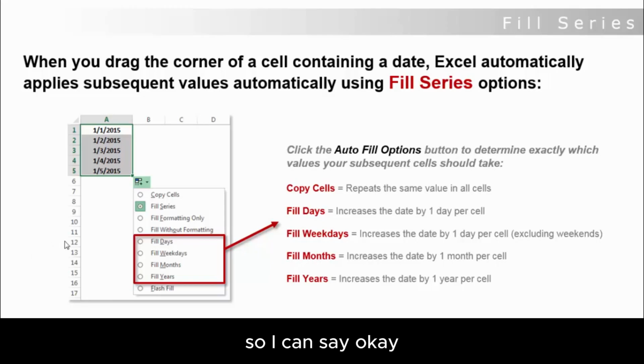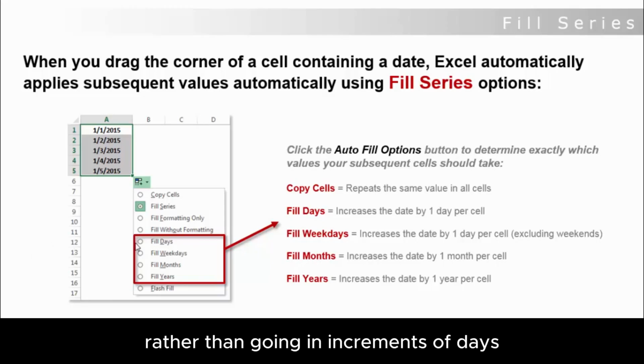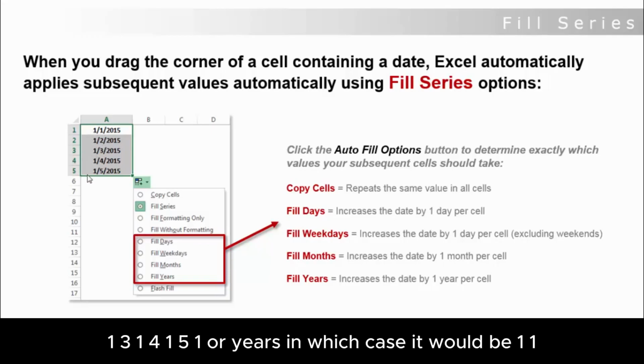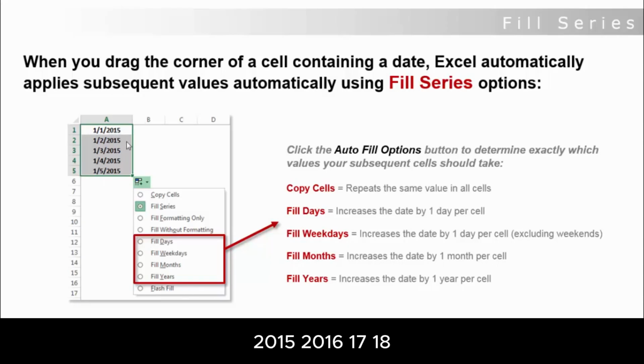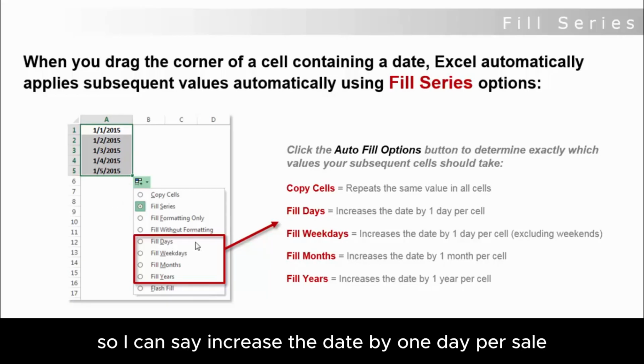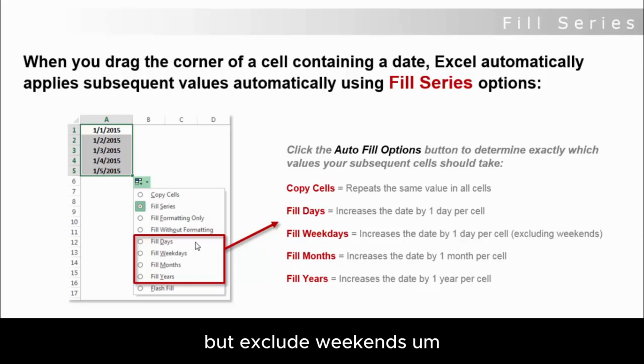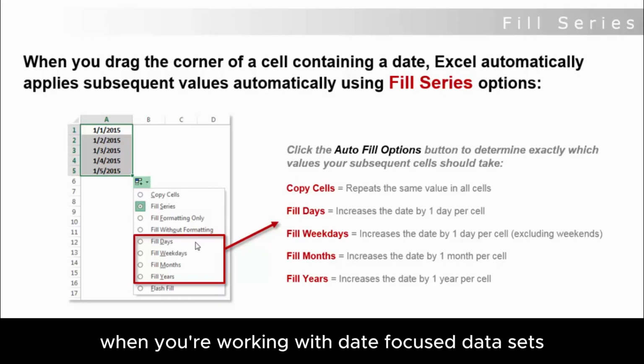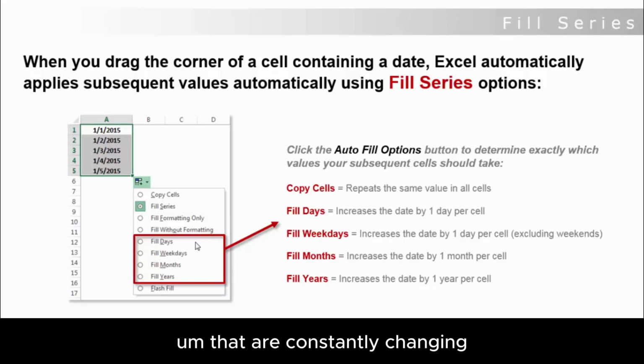So I can say, okay, rather than going in increments of days, let's show it in increments of months, in which case this would be 1/1, 2/1, 3/1, 4/1, 5/1, or years, in which case it would be 1/1/2015, 2016, 17, 18, 19, or even weekdays. So I can say increase the date by 1 day per cell, but exclude weekends. So this is a really cool way to create rolling date windows or automate a lot of the process when you're working with date-focused data sets that are constantly changing.